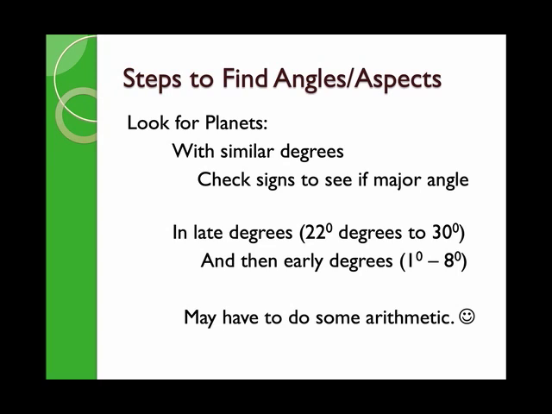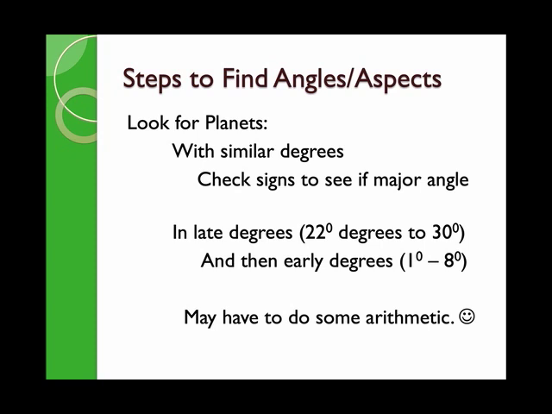So if you find planets with similar degrees, then you check the signs, the zodiac signs, to see if it's a major angle. And I'm going to give you some cheat sheets to use to check on what aspects the different signs make.